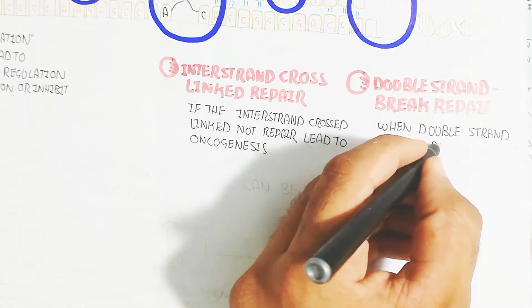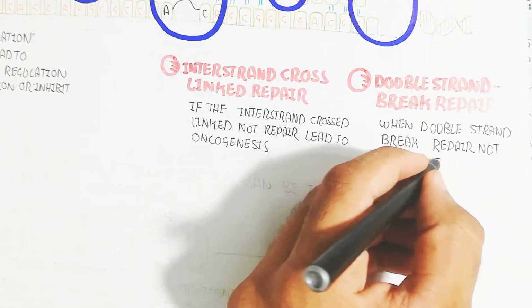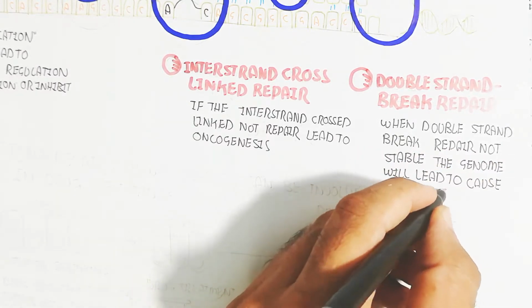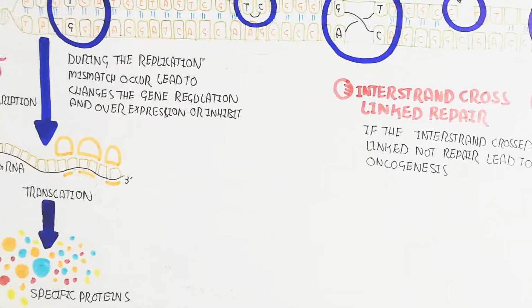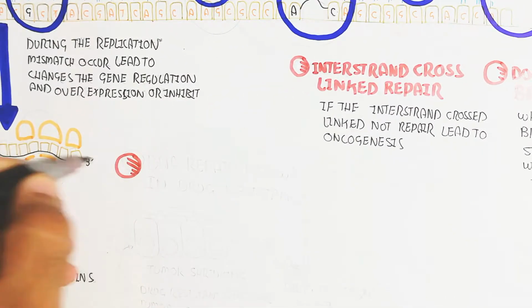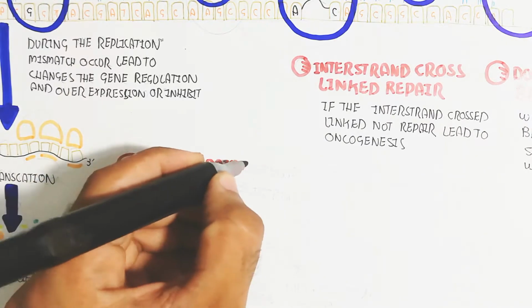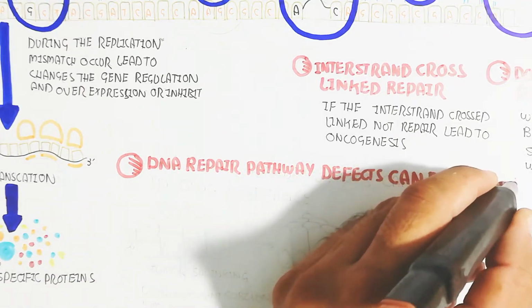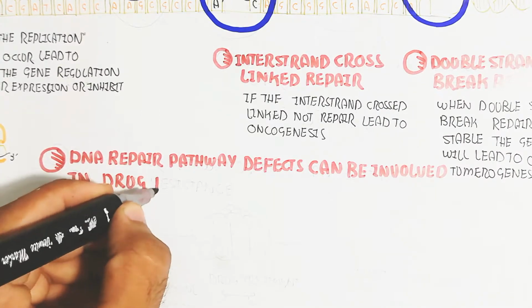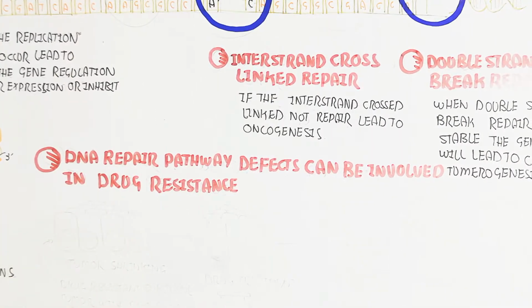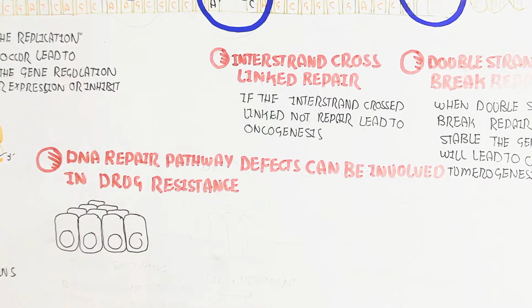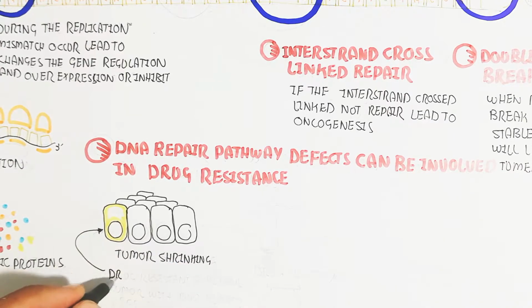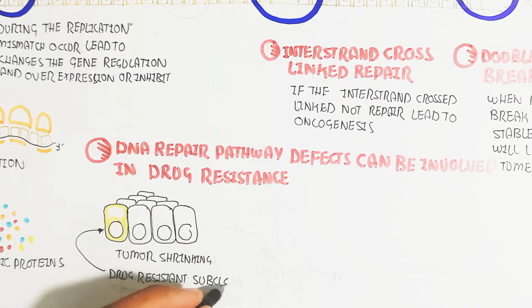Then the double strand break repair is here. When double strand break repair is not stable, the genome will lead to tumorigenesis, so tumor formation. Remember that. Anyhow, now we will discuss the DNA repair pathway defects. The DNA repair pathway defects can be involved in drug resistance, but other factors are also involved. Here we will just understand the drug resistance.